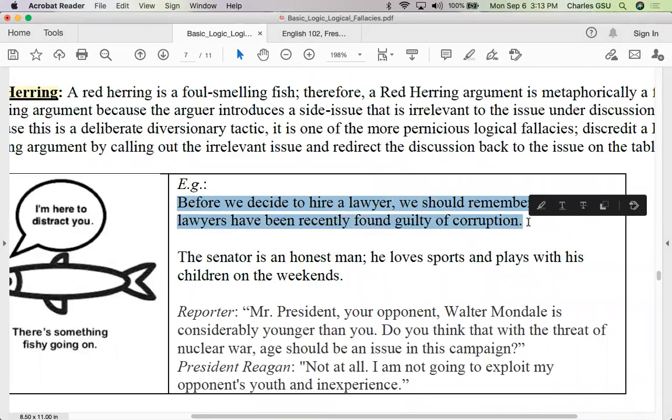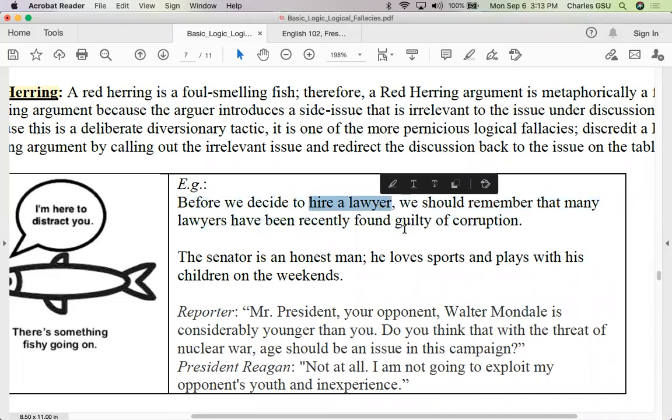Before we decide to hire a lawyer, we should remember that many lawyers have been recently found guilty of corruption. Okay, well, the issue is hiring a lawyer. It should go without saying that you want to hire an attorney who is, of course, not guilty of corruption. So why even bring that up? It has no place. It's irrelevant in the discussion.